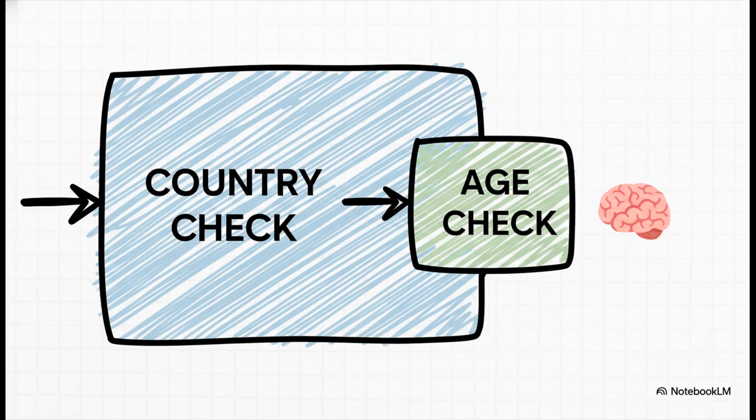And here is exactly what that logic looks like in code. See how that second if statement for age is tucked inside the first one for the country? That's called a nested condition. The program will only even look at your age if and only if you pass that first test. And just like that, the two-gate problem is solved.